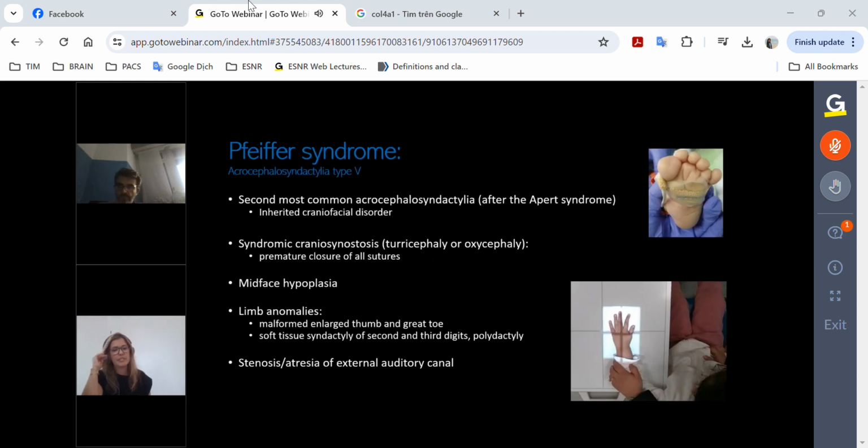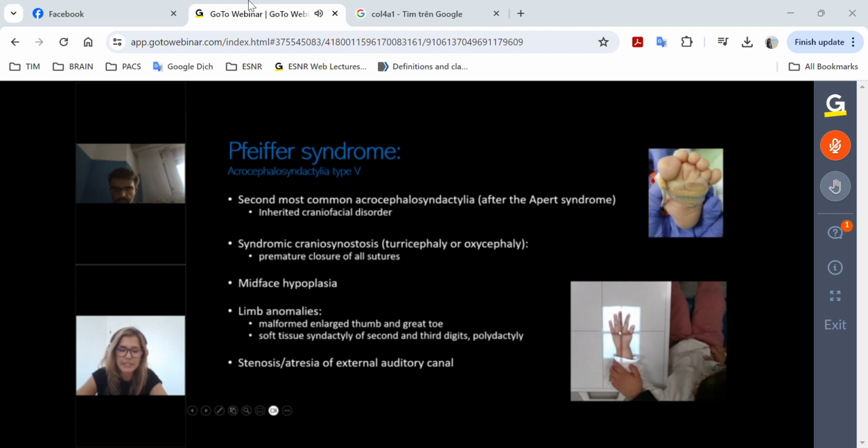So Pfeiffer syndrome is a type 5 acrocephalosyndactyly, and it's the second most common acrocephalosyndactyly after the Apert syndrome. It's an inherited craniofacial disorder. You can have families, everybody with a Pfeiffer syndrome. So it's a syndromic craniosynostosis, and it is called oxycephaly or turricephaly. It means that all the sutures prematurely close. The midface is hypoplastic, and of course, as you can see here in our patient, there are limb anomalies.